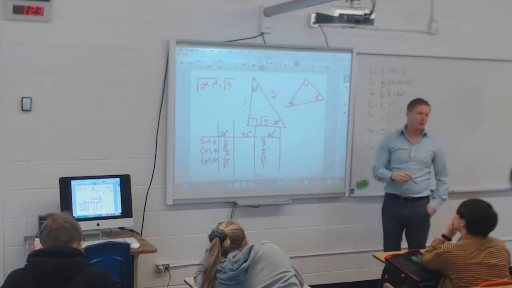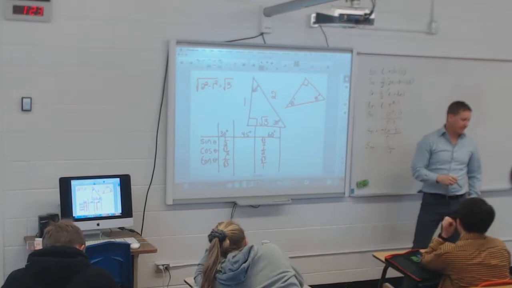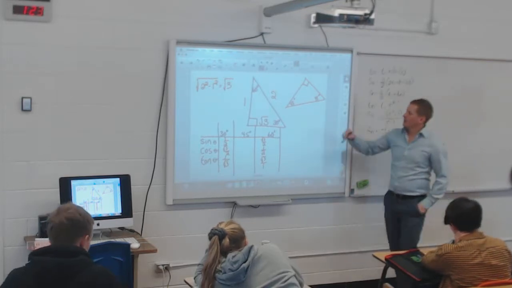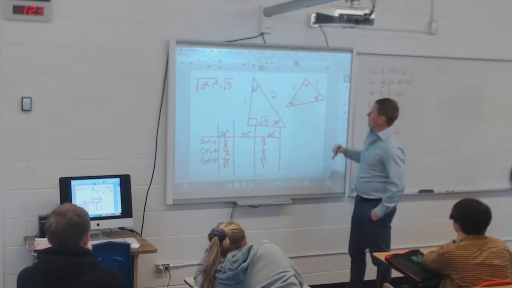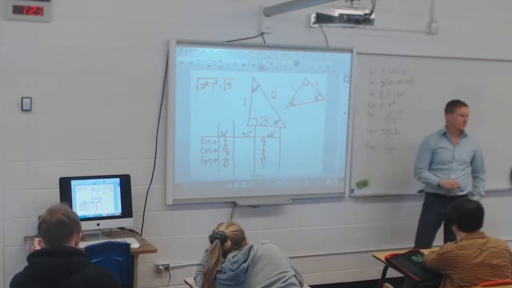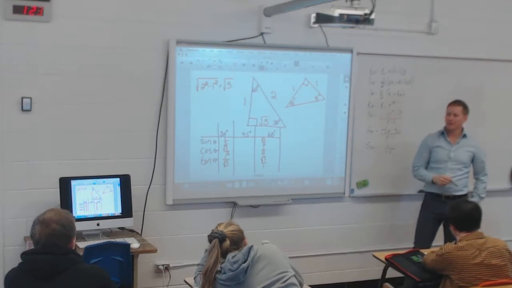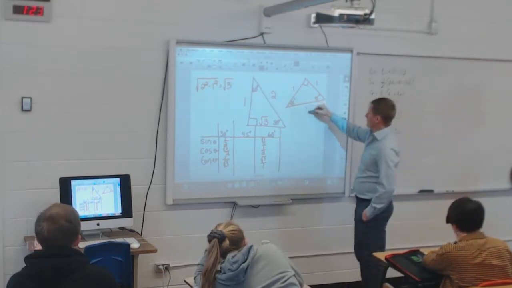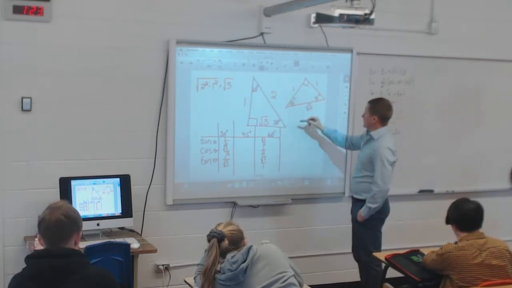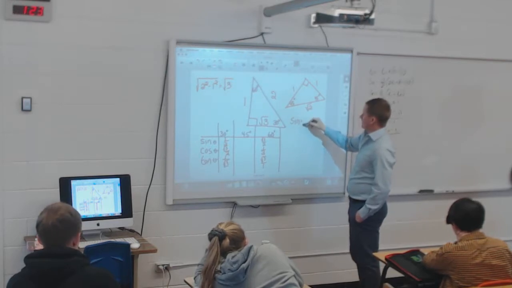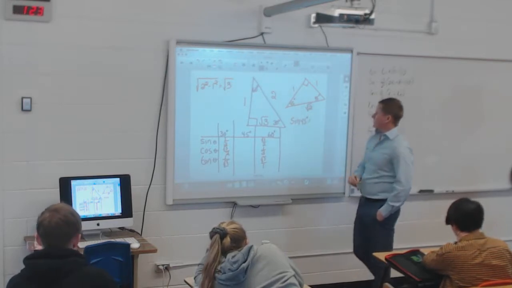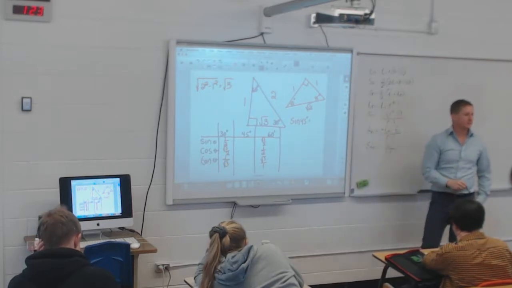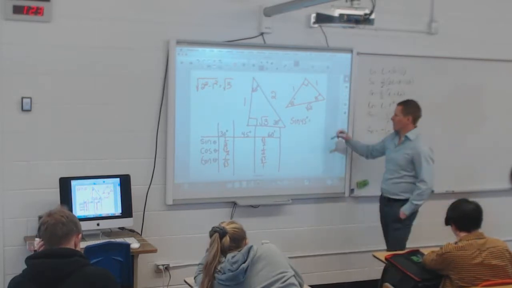Okay? 45, 45, 90 triangle. All right? The sides opposite each other are going to be 1. They got to be the same because the angles are the same. So I'll make them 1. What does that make my hypotenuse measure then? Square root 2. Okay. What is the sine of 45 degrees? 1 over square root 2.